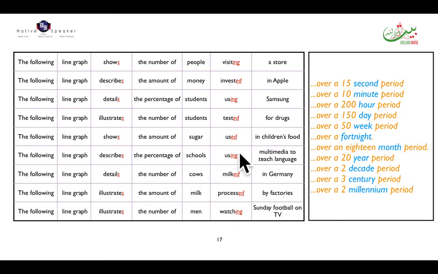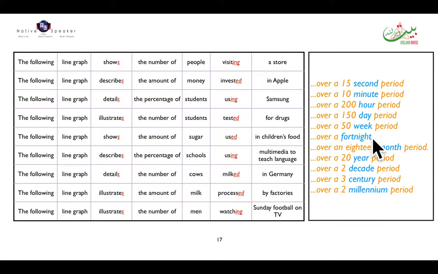Now, I just want to focus on this little end phrase. This is a beautiful phrase, very simple to construct. Students never really use it, but native speakers use this all the time. So the following line graph shows the number of people visiting the store over a 15-second period, over a 10-minute period, over a 200-hour period, over a 150-day period, over a 50-week period. Oh, and don't forget this one, over a fortnight.